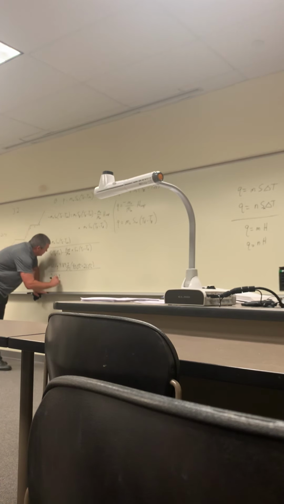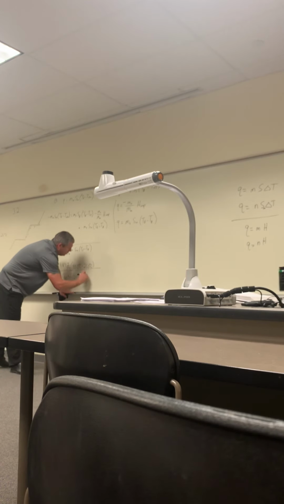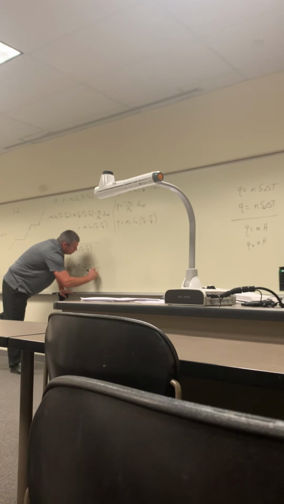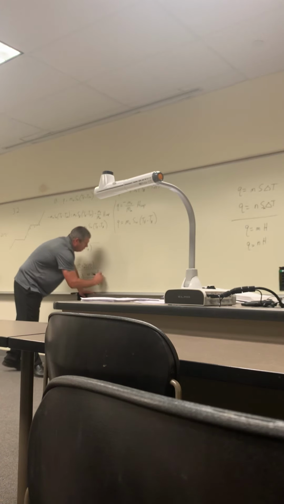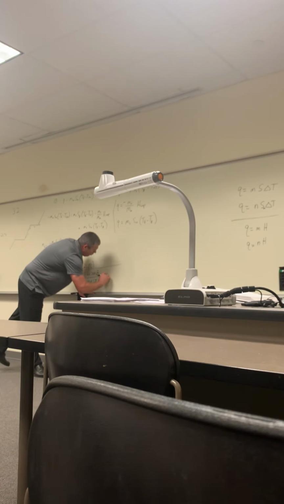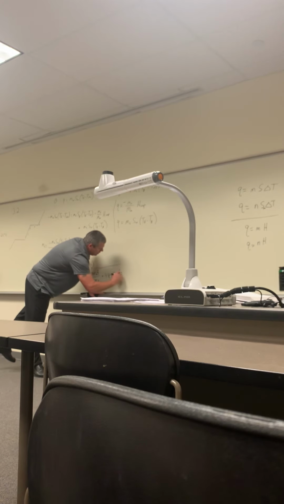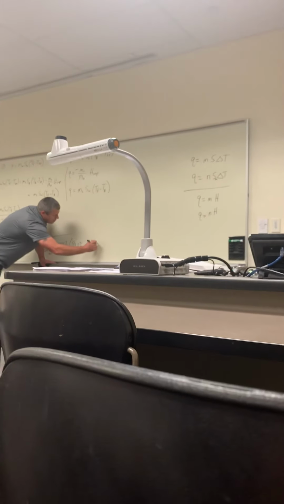Joules per gram degree C times 100 degrees Celsius minus 120 degrees Celsius, minus 40,700 joules per mole, divided by 18.01528 grams per mole, that's the molar mass of water, plus 4.184 joules per gram degree C, times 90.0 degrees Celsius minus 100.0 degrees Celsius.